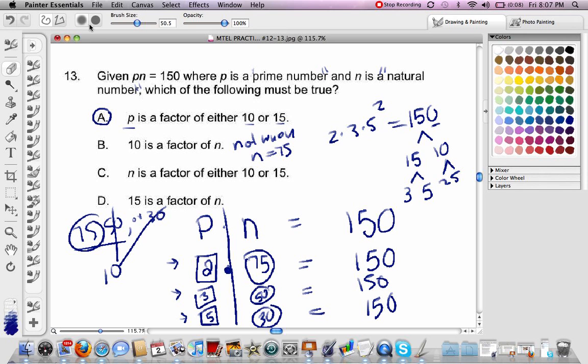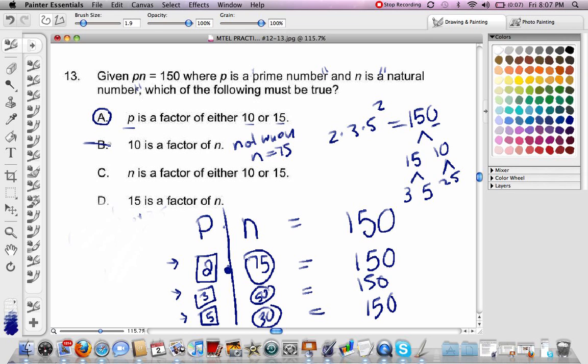Eraser time. Oops. Okay. So we cross that one out.